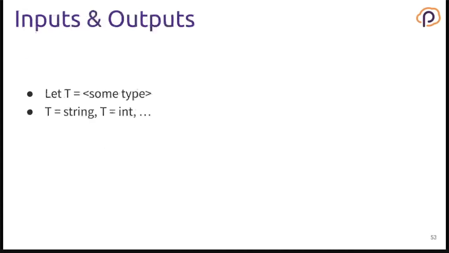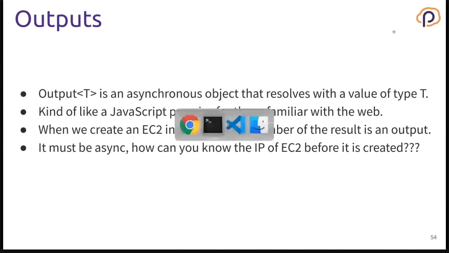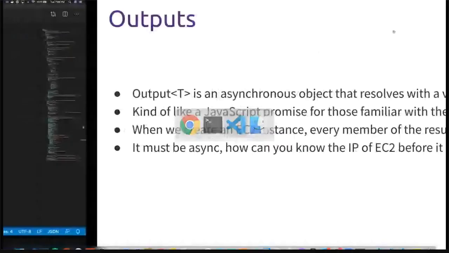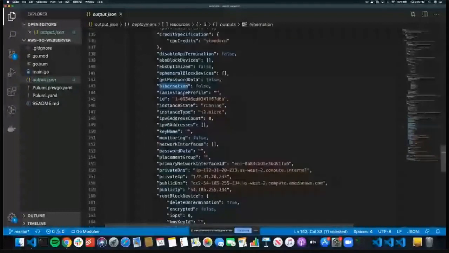But so Pulumi has what's called inputs and outputs. So talk very lightly about types here. If we just consider T to be some type, so T could be a string, T could be an int, it could be an array, it could be a complex struct. An output is an asynchronous object that promises to resolve with a value of type T. So if you've ever used JavaScript before, this is very similar to promises. So we create that EC2 instance and every member of the result. So you may remember we looked at that state file. So everything here in the outputs, this AMI, this ARN, all of these are asynchronous values that promise to eventually resolve, but are not immediately available when that code runs.